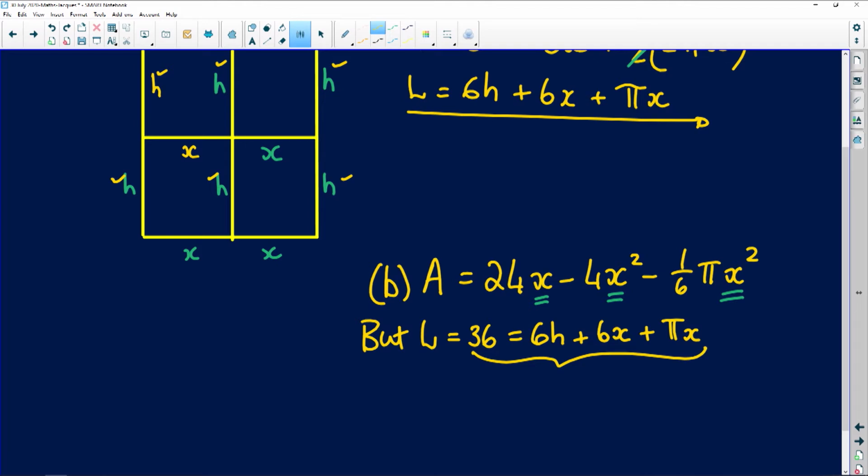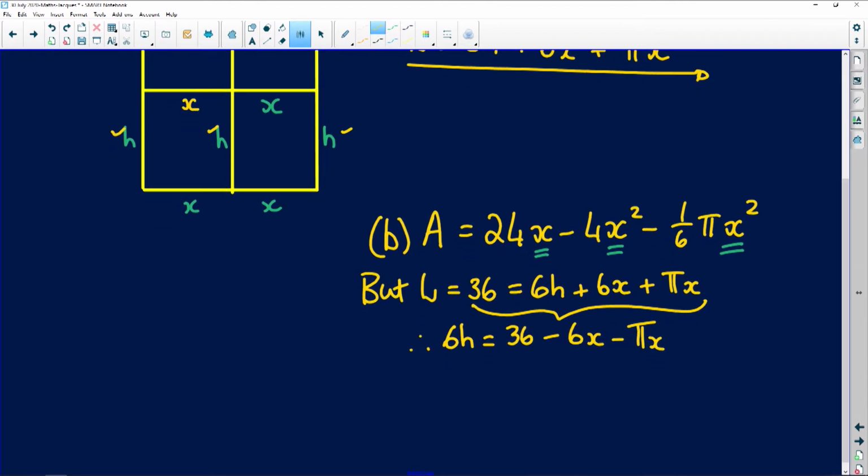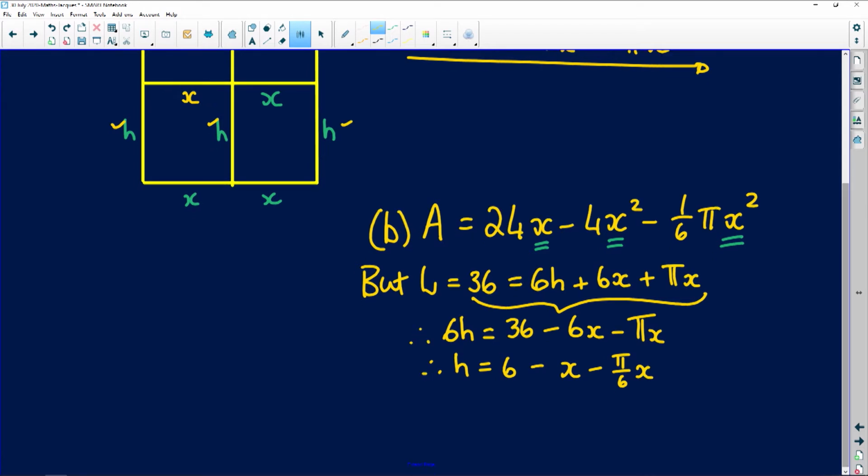If I divide this whole thing by 6, because there's this common factor of 6. Remember, I'm trying to get h by itself. So I get that 6h is equal to 36 minus the 6x minus the pi x over there. Divide the whole lot by 6. Then I get that h is 6 minus x. Remember, 36 divided by 6, 6 divided by 6, and then minus pi over 6 x for the value of h. So that gives us our height.